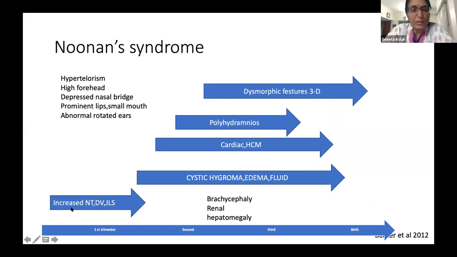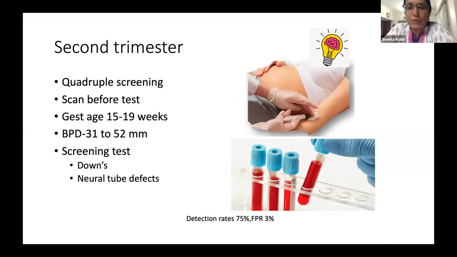So in the first trimester, they only manifest as increased NT. But as the pregnancy progresses, then you'll have cystic hygroma, brachycephaly, renal abnormalities, hepatomegaly, dysmorphic facies on 3D, and cardiac conditions like hypertrophic cardiomyopathy and pulmonary stenosis. So this is an evolving abnormality, Noonan syndrome. So in increased NT, especially if it persists, the fetus needs to be watched for development of Noonan's.